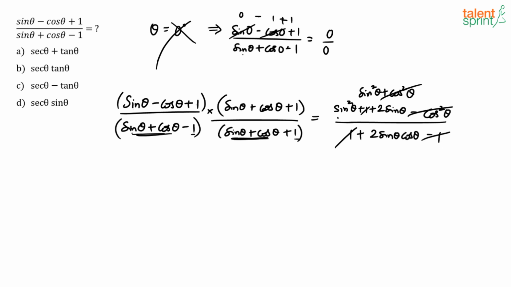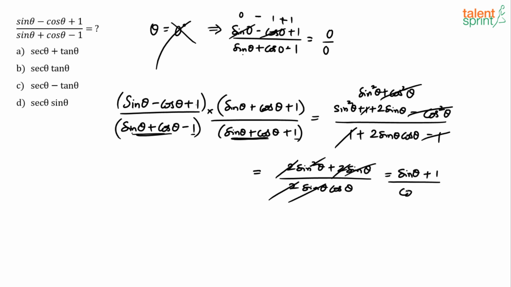In the numerator we'll have sin square theta plus sin square theta, 2 sin square theta plus 2 sin theta, divided by 2 sin theta cos theta. I think we should get the answer now. Sin theta gets cancelled. 2 is common, so 2 goes. Sin theta is common, so that goes. So we have (sin theta plus 1) by cos theta. Now this can be taken as sin theta by cos theta plus 1 by cos theta. Sin theta by cos theta is tan theta, plus 1 by cos theta is secant theta. So tan theta plus secant theta, option A will be the answer.